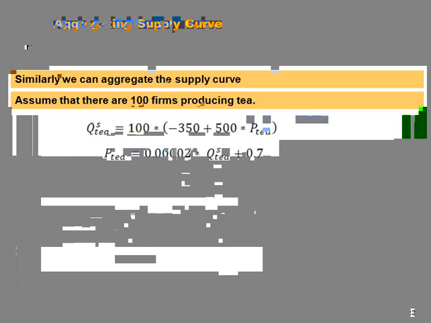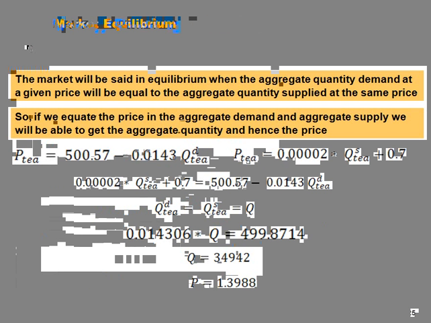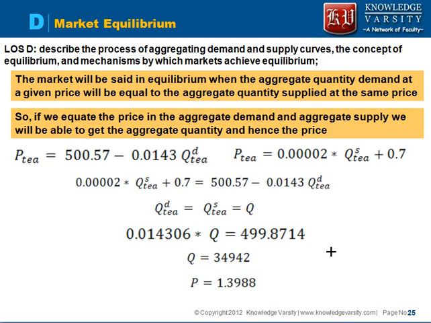Okay. Now let us see the next LOS. Please note that we were focusing on aggregate only. So let's say this is the next LOS that we are talking about: the market equilibrium. It is the same LOS, because we have now achieved the aggregation of the demand and supply. The process is clear. Now we are moving to the concept of equilibrium.